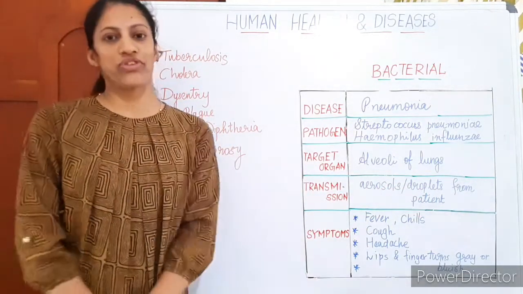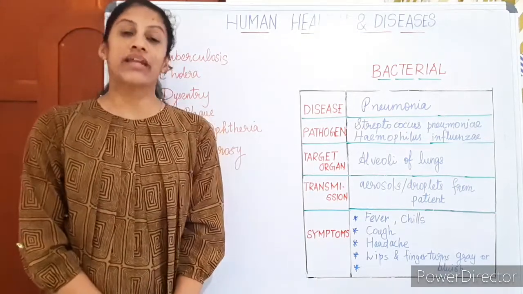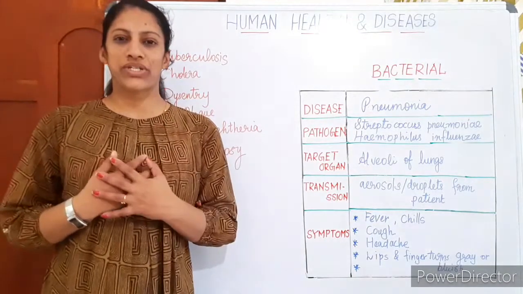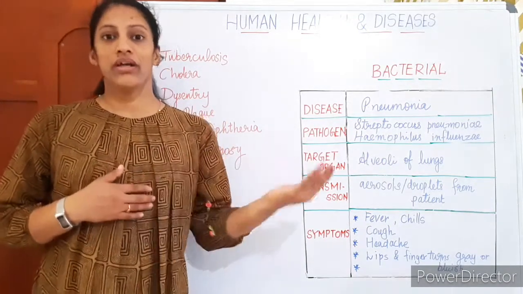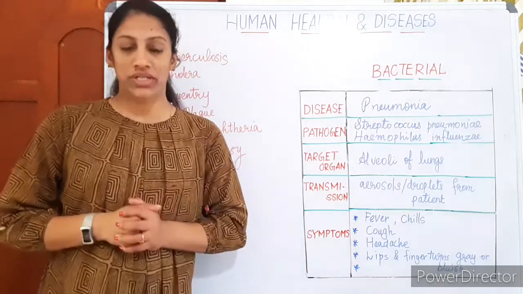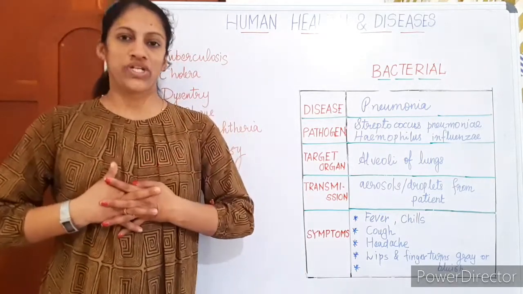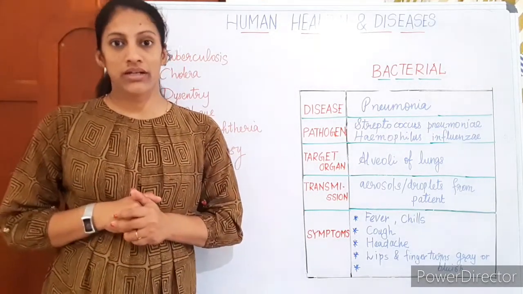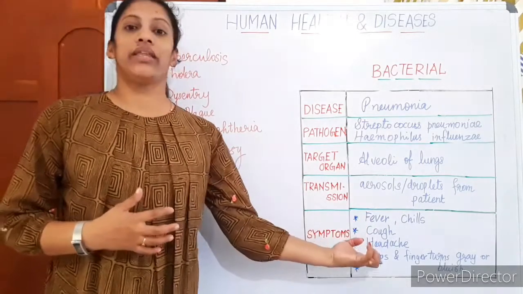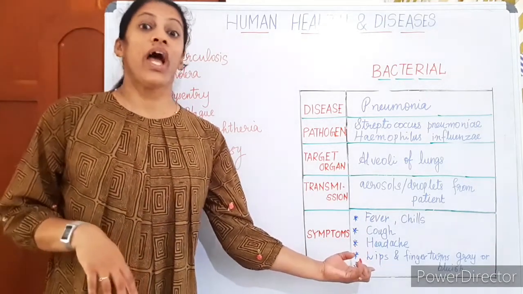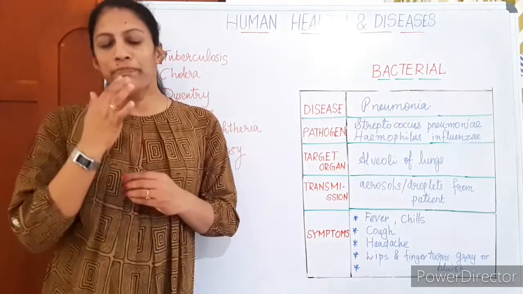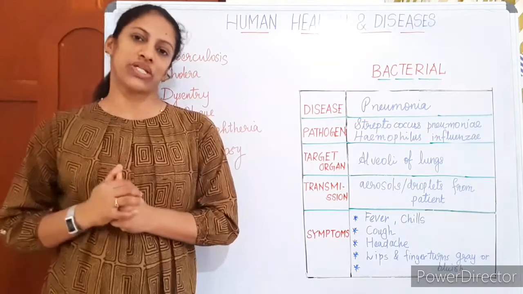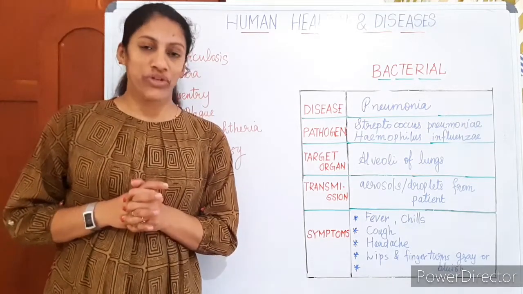Then what are the symptoms of pneumonia? Mainly, it is characterized by fever, and there will be chills. In due course of time, the lungs accumulate water, and this gives a chillness to the patient. The patient also shows headache and chest pain, and cough is a usual symptom. In severe cases, the lips and nails of the patient turn bluish or grey to bluish in color. These are the major symptoms of pneumonia.